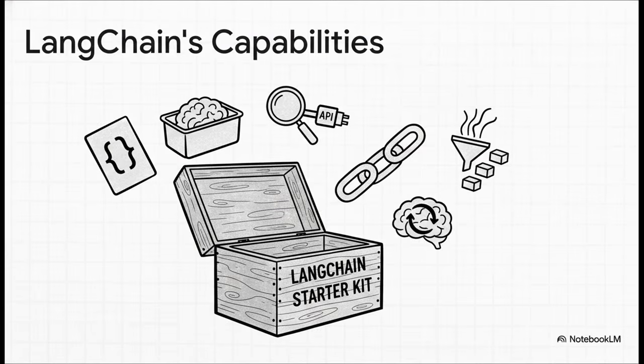And these are the building blocks we're talking about. You've got your prompt templates for structuring inputs, wrappers for different models like OpenAI or Cohere, tools for things like web searches, and of course, chains to string all these steps together. It's really the perfect starter kit for getting your AI idea off the ground.